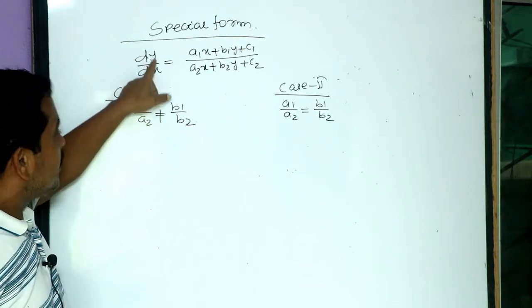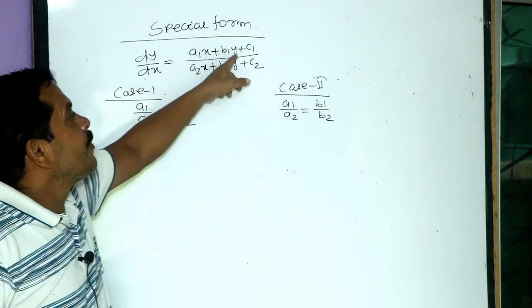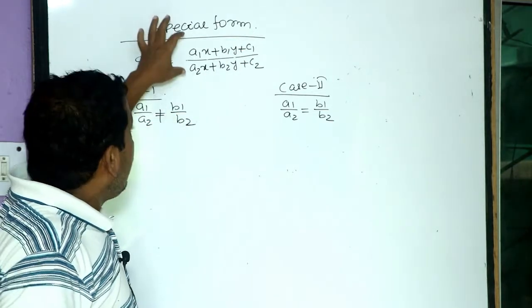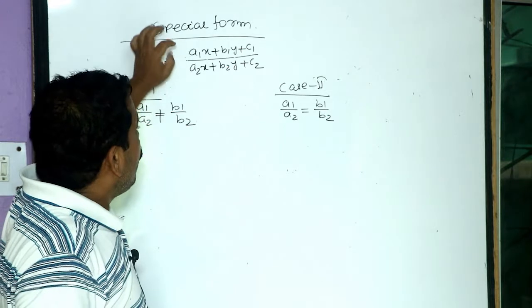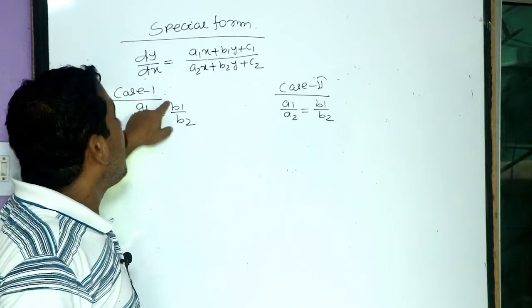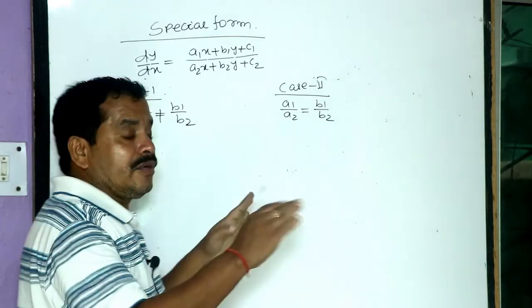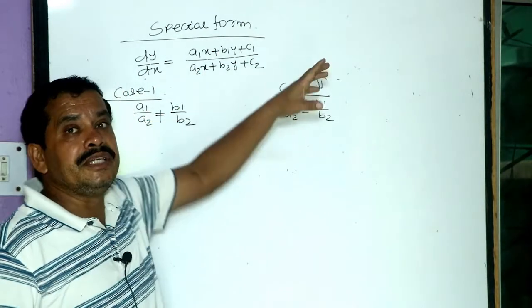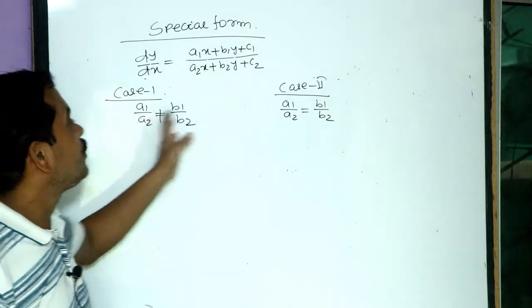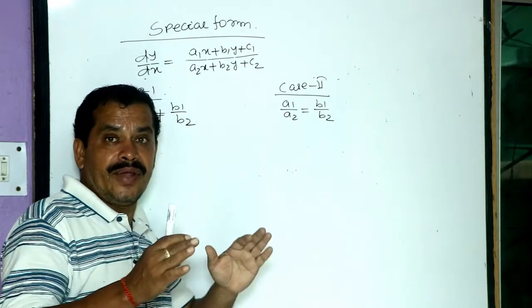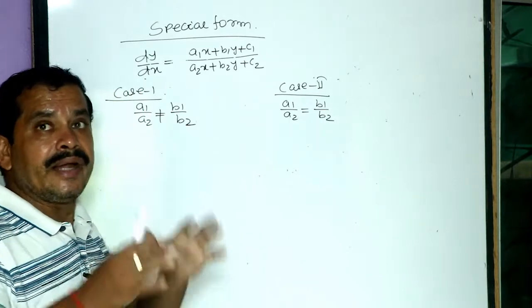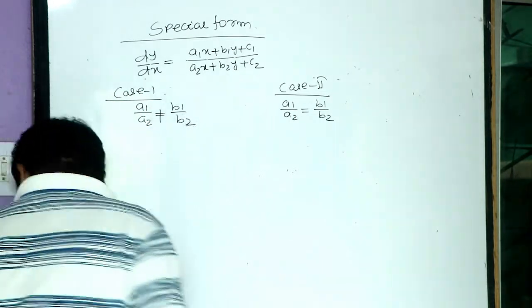If dy by dx is a1x plus b1y plus c1 by a2x plus b2y plus c2, then first you have to look at whether a1 by a2 equals b1 by b2 or a1 by a2 is not equal to b1 by b2. Then there are two different methods to solve this type of differential equation. I shall give two examples for these two cases which will clarify your idea. Then you can solve the homogeneous differential equation.